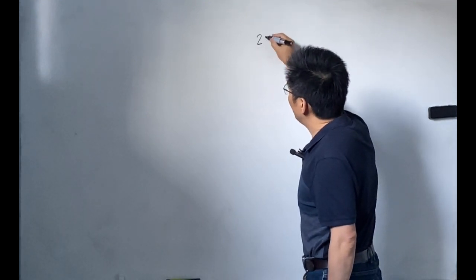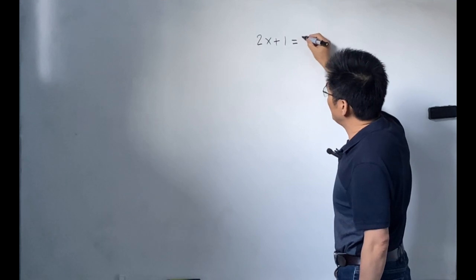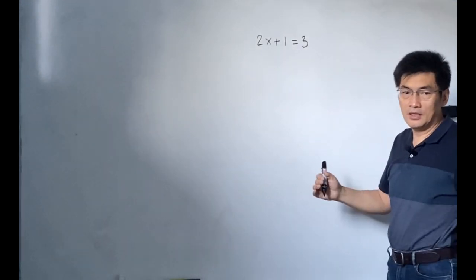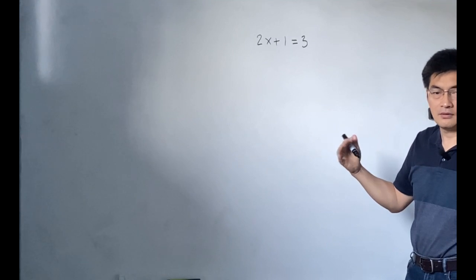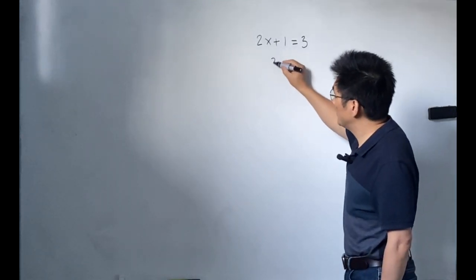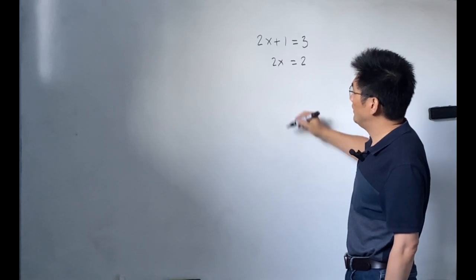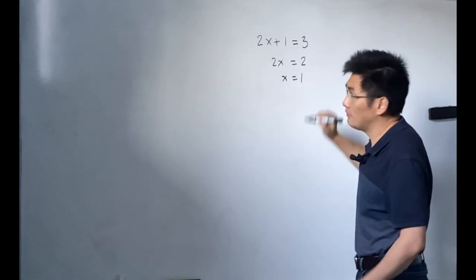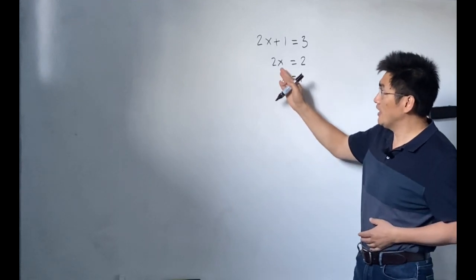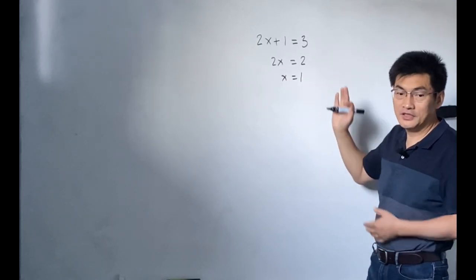So let's put 2x plus 1 equals 3, for example, right? And how do we solve it? Minus 1 on both sides, so take out 1 on both sides, right? And divide both sides by 2, then we get that, right? So you isolate x, whatever is on the right side, that's the result, right?